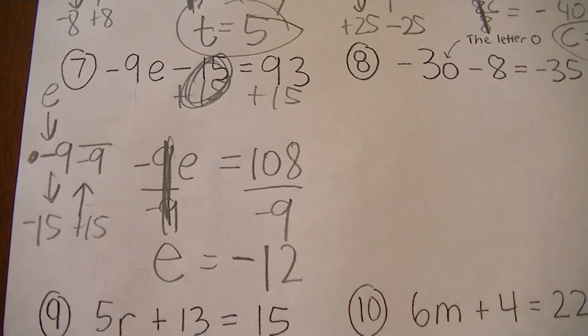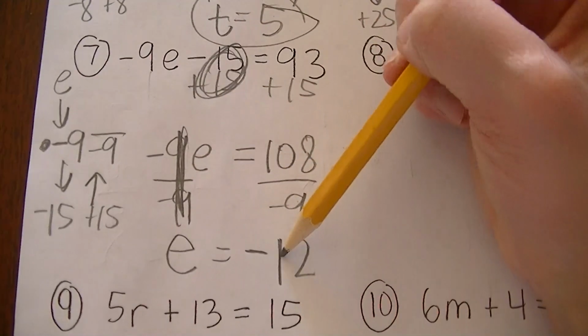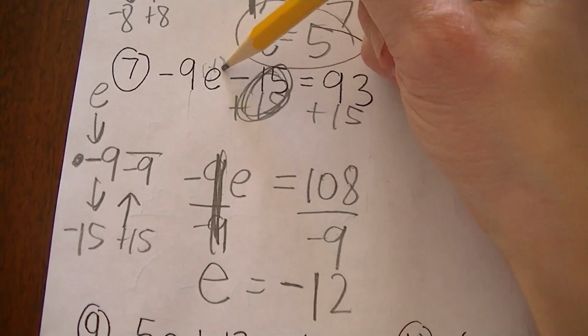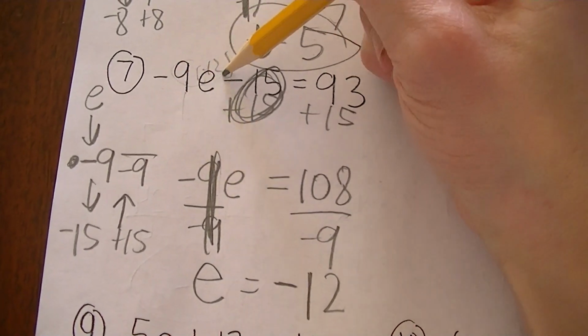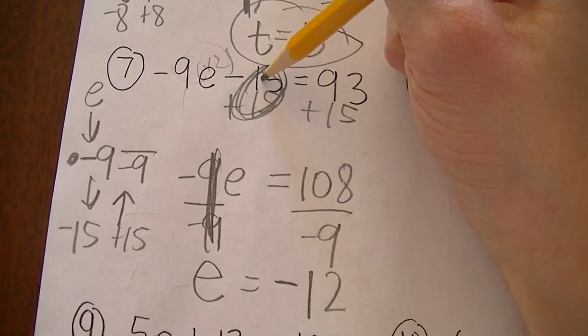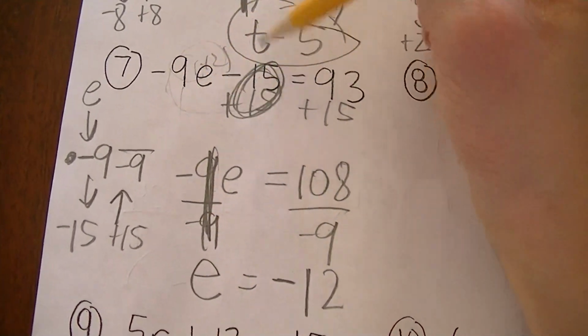So to double check it up here, you go negative 12, put it right there. Negative 12 times negative 9 is a positive 108. 108 minus 15 is 93, so that's correct.